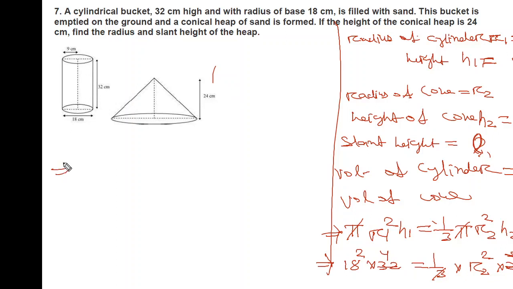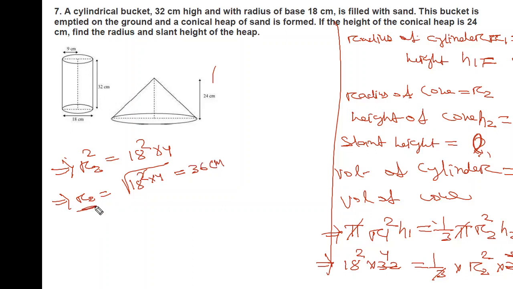Now implies r2 square equal to 18 square into 4, implies r2 is equal to root over of 18 square into 4. 18 square root over is 18, 4 square root is 2, so it will be equal to 18 into 2, that is 36 cm. So you have got the value of r2, that means this length is 36, and you have the height, this height is 24. You can find the value of L.